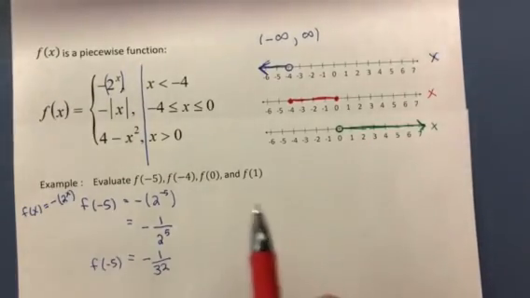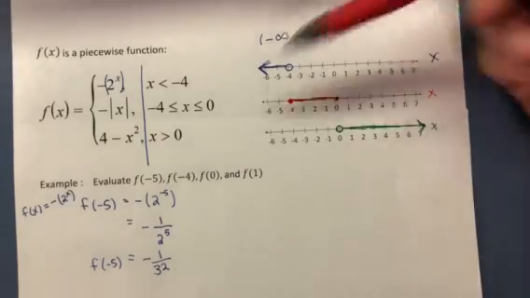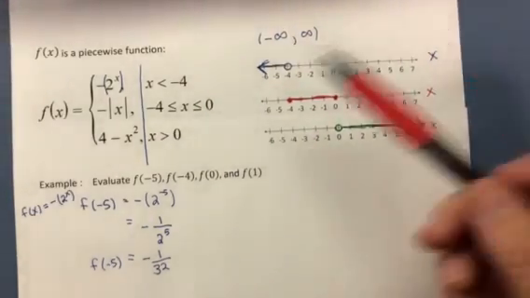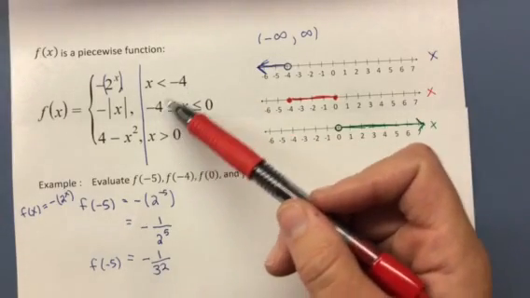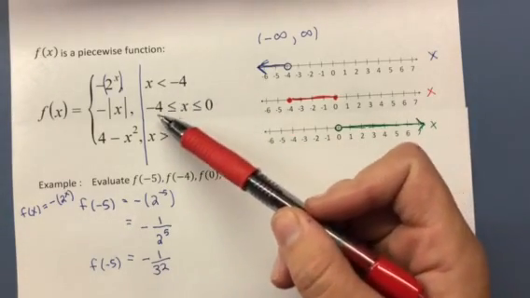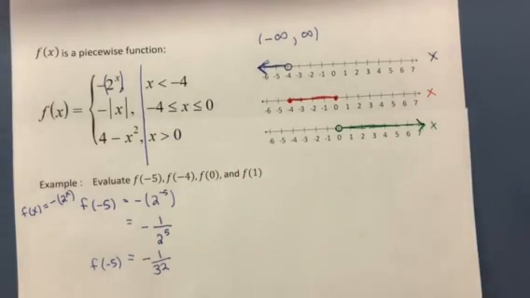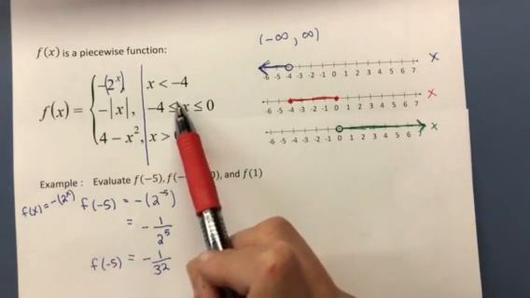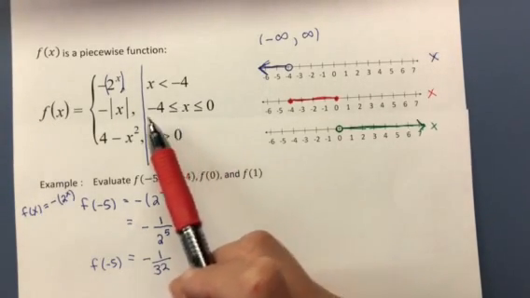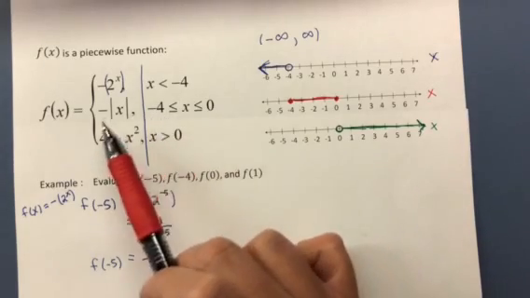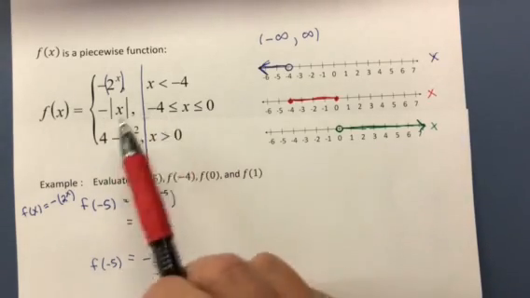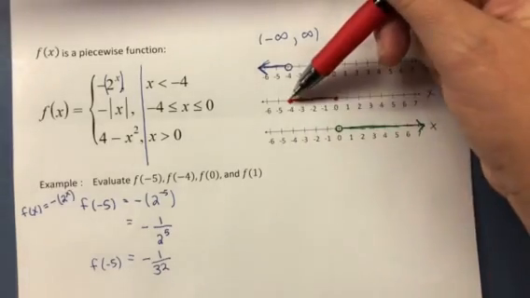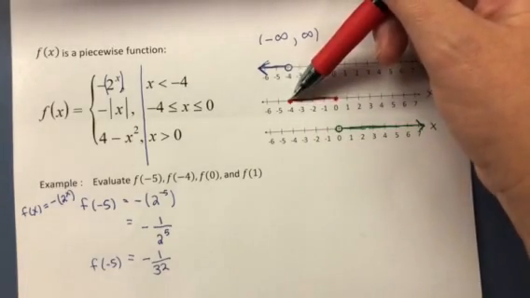All right. Let's see. When I look at the next one, negative 4, we want to be really careful here because we see negative 4 in both of these inequalities, but we ask ourselves, where does x equal negative 4? So I know x is greater than or equal to negative 4 and less than or equal to 0. I'm going to use the second function. And if you're visual like I am, I like to look at the number lines.